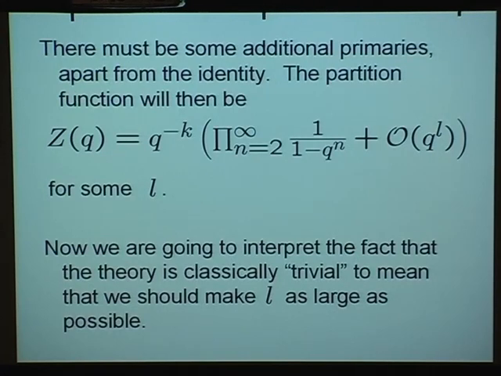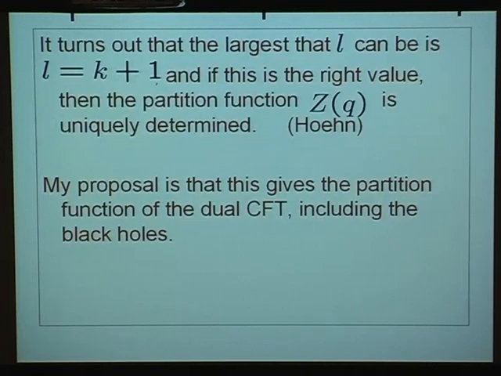Now we'd like it to agree with this one for small values of the energy, because naively the theory is trivial, pure gravity, and we've retreated from claiming it was completely trivial to allow the boundary excitations of Brown and Henneaux, but that's all there appears to be in classical pure gravity. So at least this should be a good approximation to the answer, which we'll take to mean that L is pretty big. We're going to interpret the fact that the theory is classically trivial to mean that we should make L as big as possible. Turns out that the largest that L can be is k plus 1, and if this is the right value, then the partition function is uniquely determined. So my proposal is that this gives the partition function of the dual conformal field theory, including the black holes.